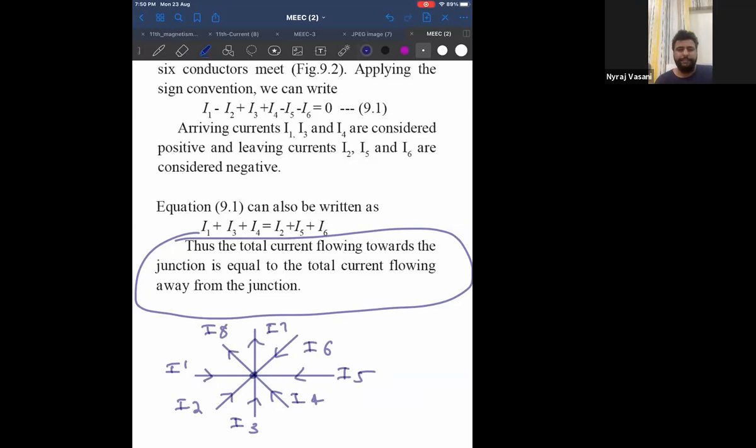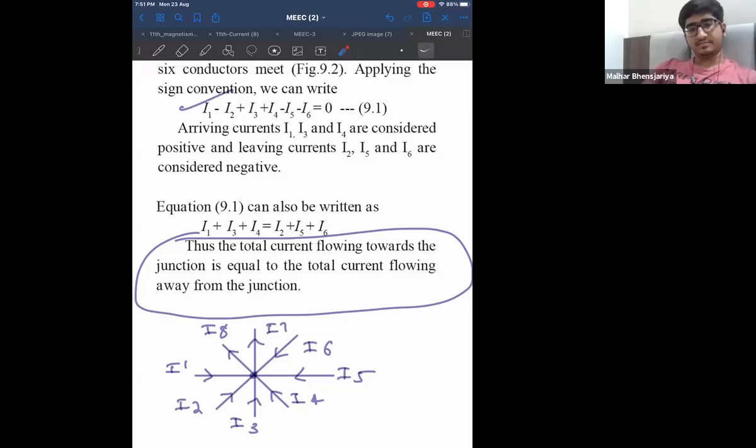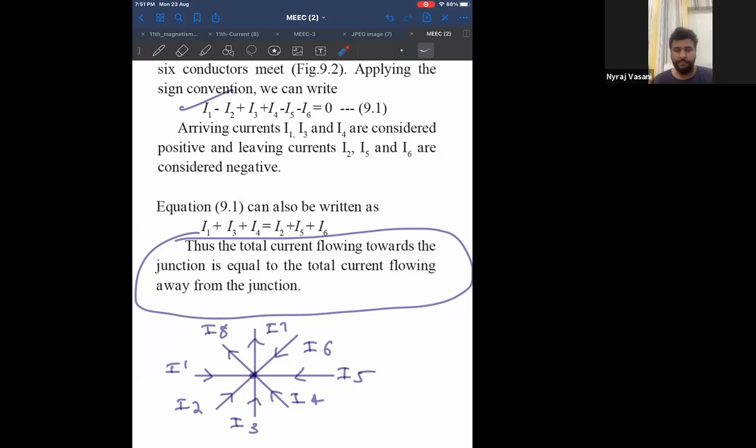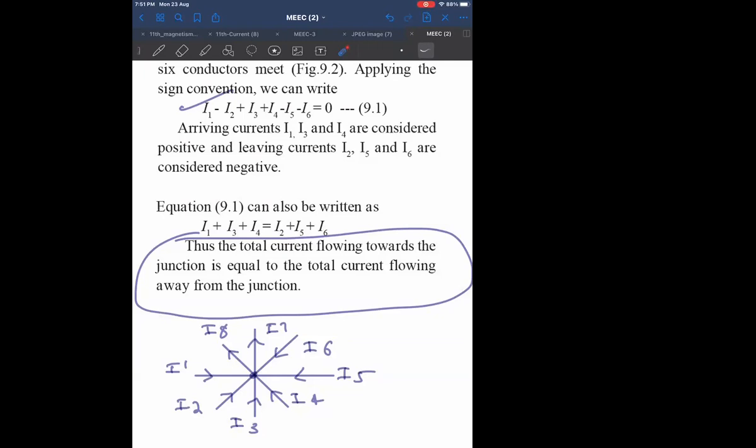Start. I want both kinds of equation. One is this kind of equation, and one is this kind of equation. Answer. Done, sir.